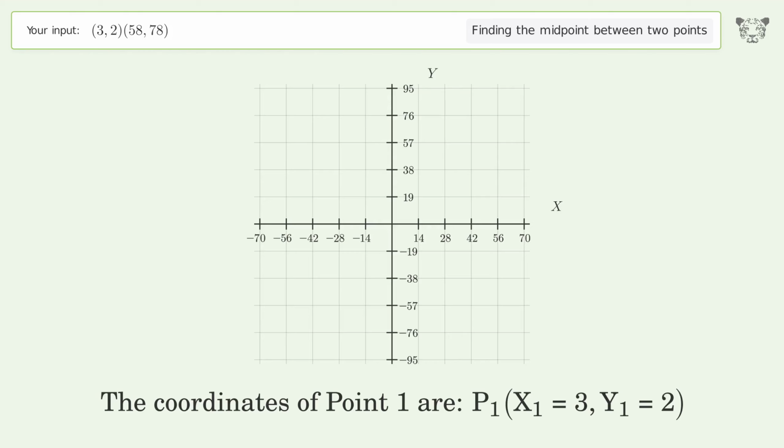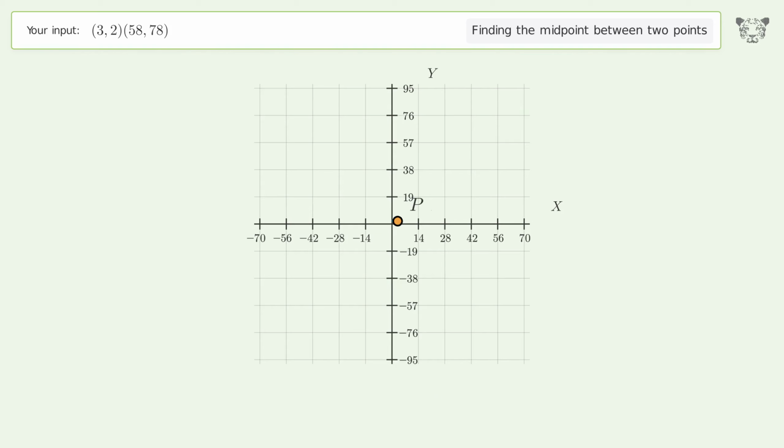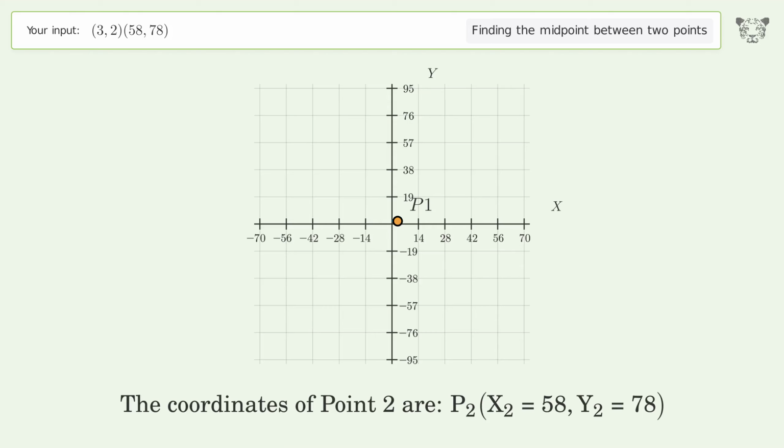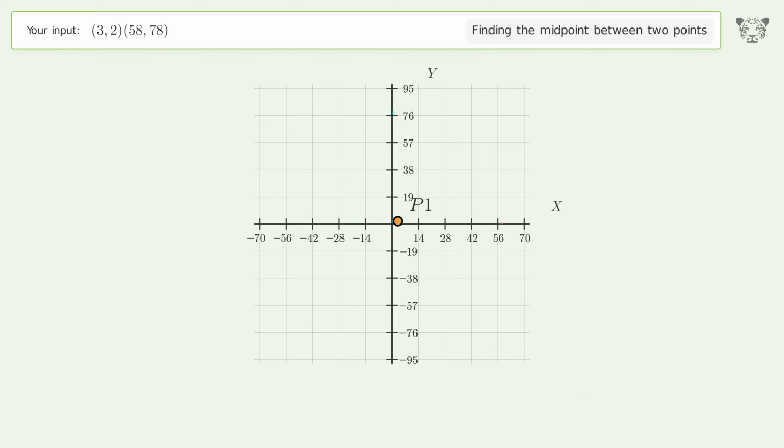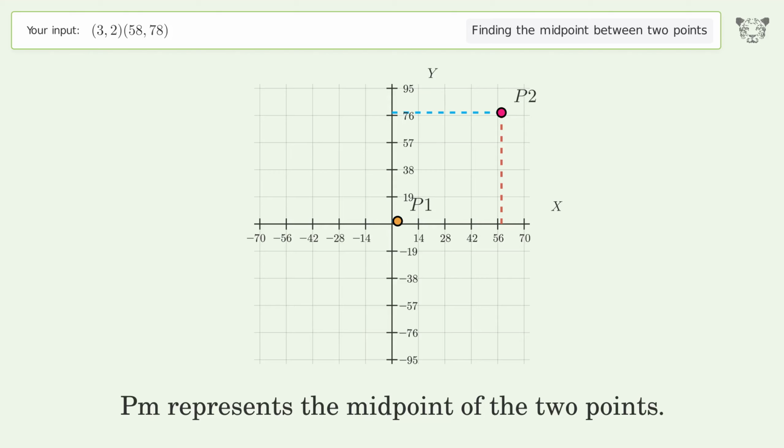The coordinates of point 1 are x1 equals 3, y1 equals 2. The coordinates of point 2 are x2 equals 58, y2 equals 78. PM represents the midpoint of the 2 points.